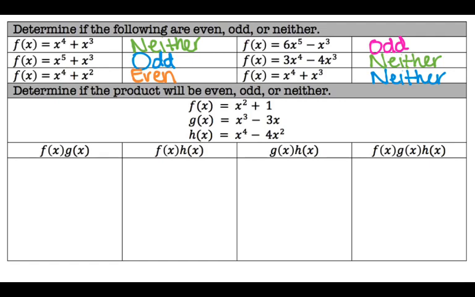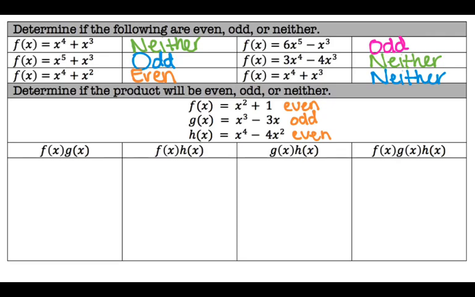Then the next part, it says determine if the products will be even, odd, or neither. So they gave me three functions. F of x is x squared plus 1. That is an even function. G of x is x to the third minus 3x to the first. That is odd. And h of x is x to the fourth minus 4x squared.